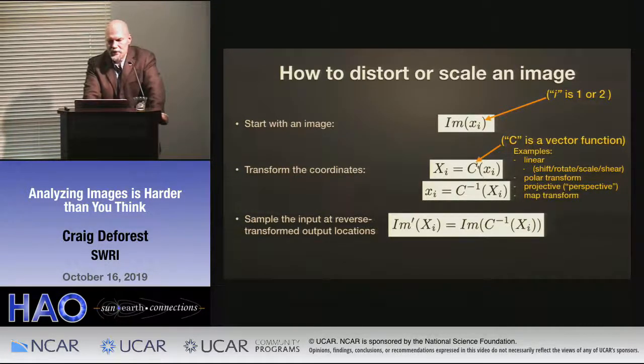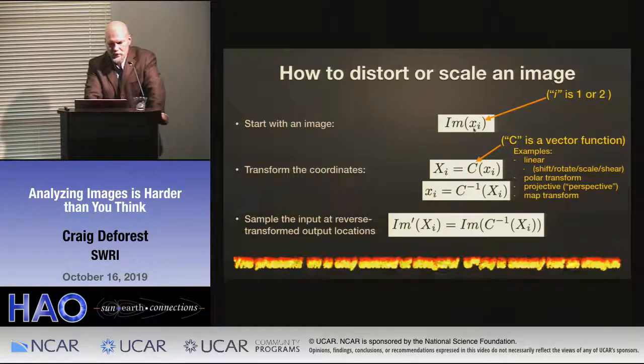The problem is the image is only defined on integers, right? They're pixels. So what do you do when the point doesn't land at the center of a pixel? Well, that's the juice. That's how we resample. And you're probably doing that wrong.